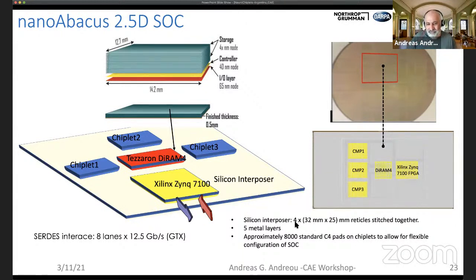It comprises 4 standard reticles, 32 millimeters by 25 millimeters, stitched together. This is actually a Cadence layout superimposed with the components. You have the memory, which is really the 3D stack. You have the FPGA for high bandwidth communication. In this case, we're using SerDes interfaces, 8 lanes at 12 gigabits per second. And we designed 3 chiplets that will go on this interposer.